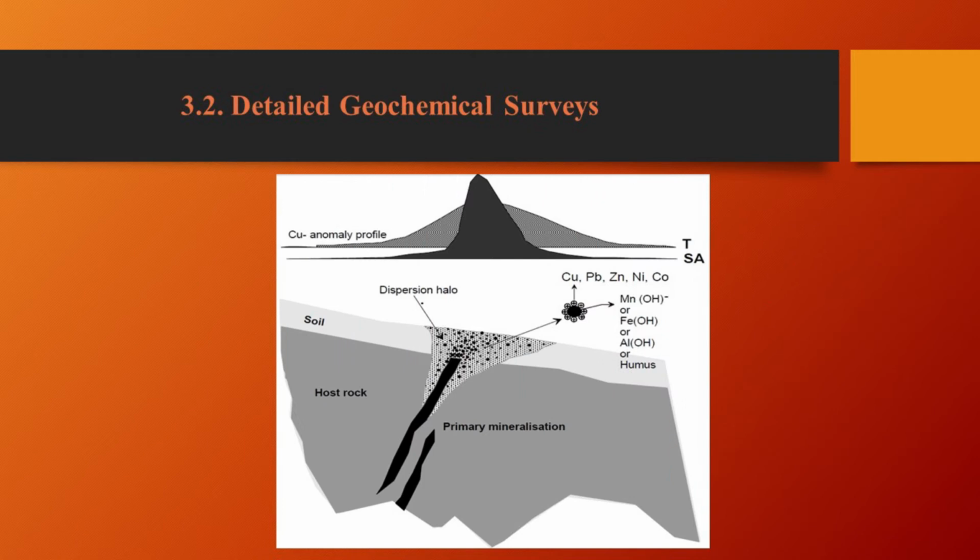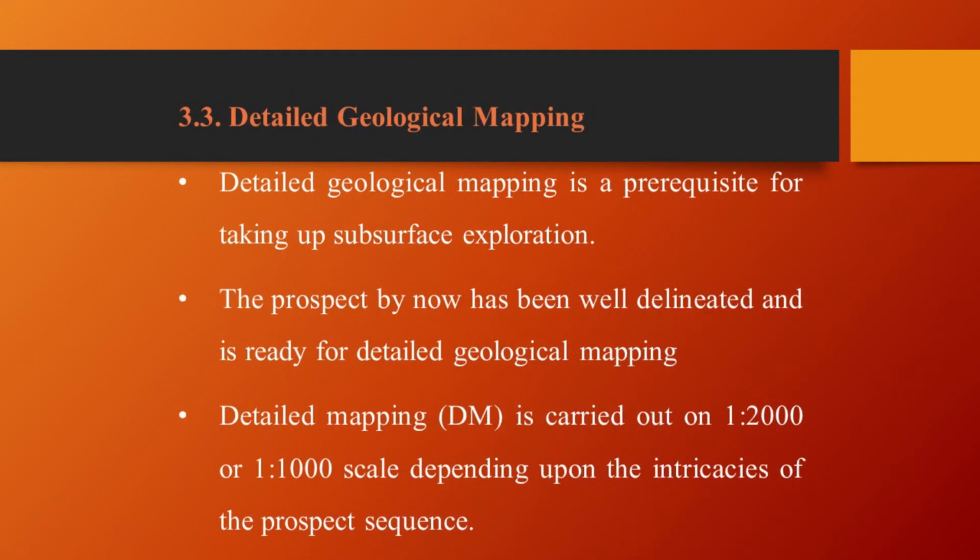Consider an example of detailed geochemical surveys. A copper-based metal bearing primary mineralization shows geochemical anomalies in the soil samples collected from the soil horizon occurring over the mineralized body. Finally, the detailed geological mapping has been taken up for subsurface exploration.